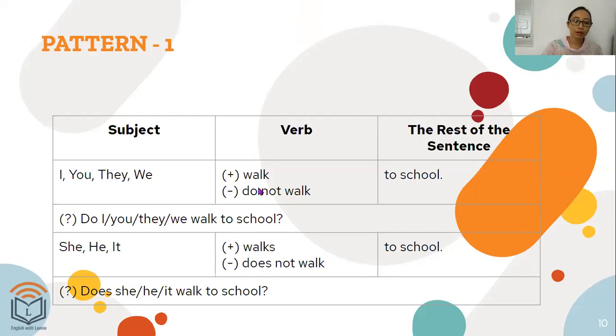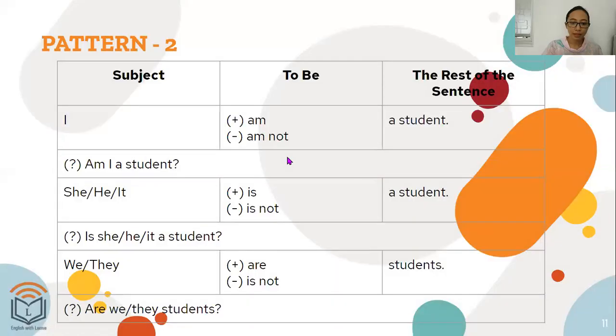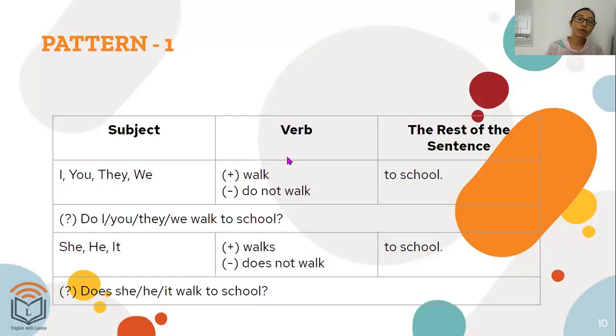Okay. Walk. And then if you want to make it negative, just say, I do not walk to school, or you do not walk to school. They do not walk to school. What about interrogative or a question? Move the do to the front. So it becomes, do I walk to school? Do you walk to school? Do they walk to school? Okay. Remember, the subjects are I, you, they, we.